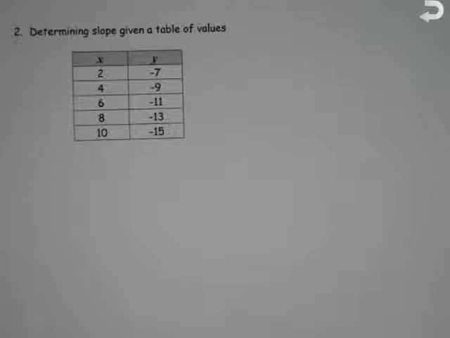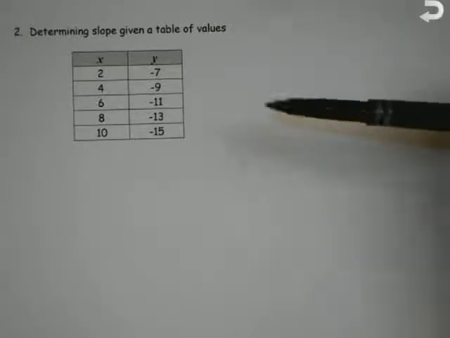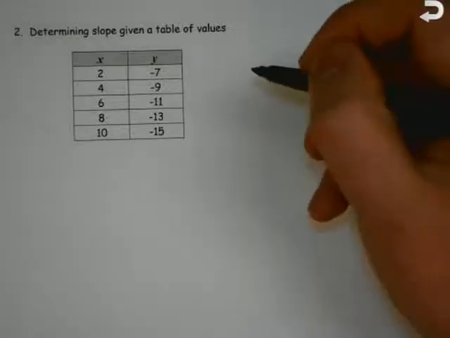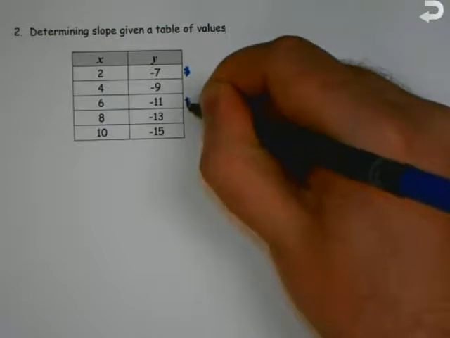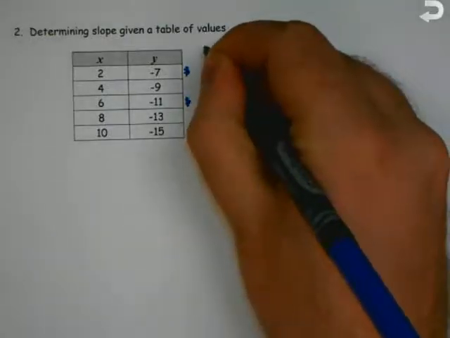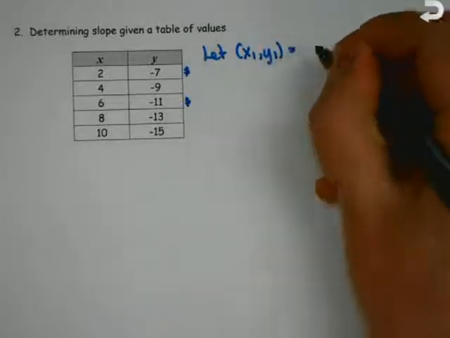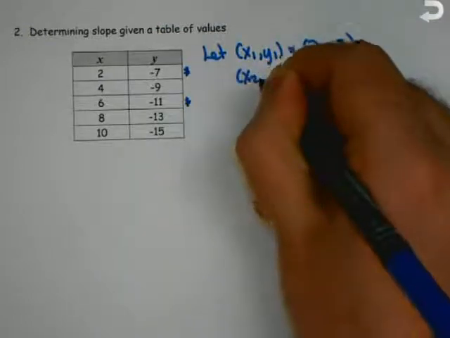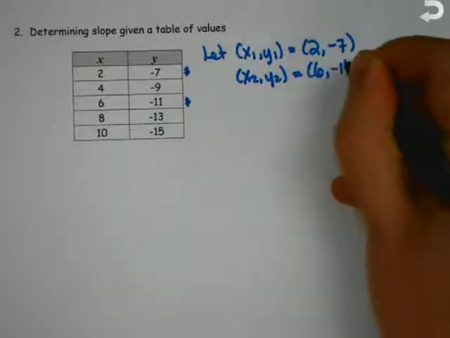In the next example, we're going to calculate the slope given a table of values. In the last example that we had, we used 2 points to calculate the slope, and now we're given many points, so all we have to do is just select 2 of them and use them in our slope formula. I'm going to select this one and this one over here. So again, you write your statement, let x1, y1 equal 2, negative 7, and x2, y2 equal 6, negative 11.